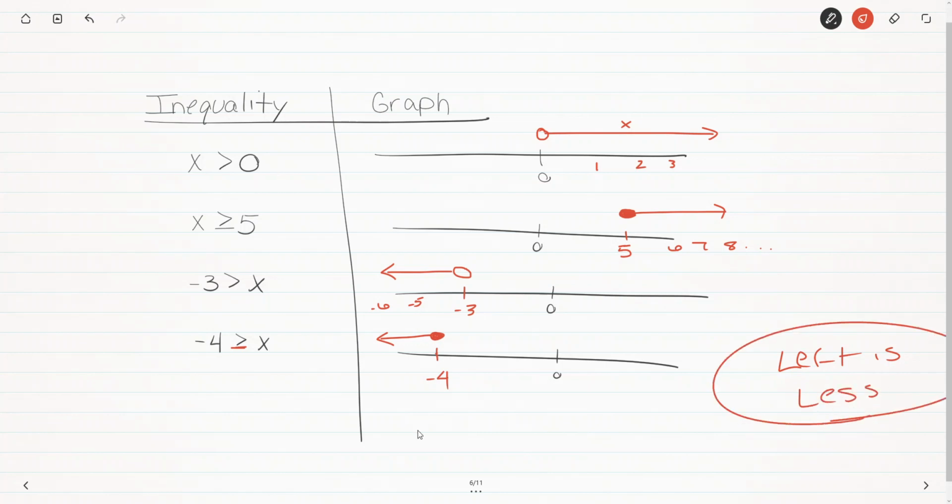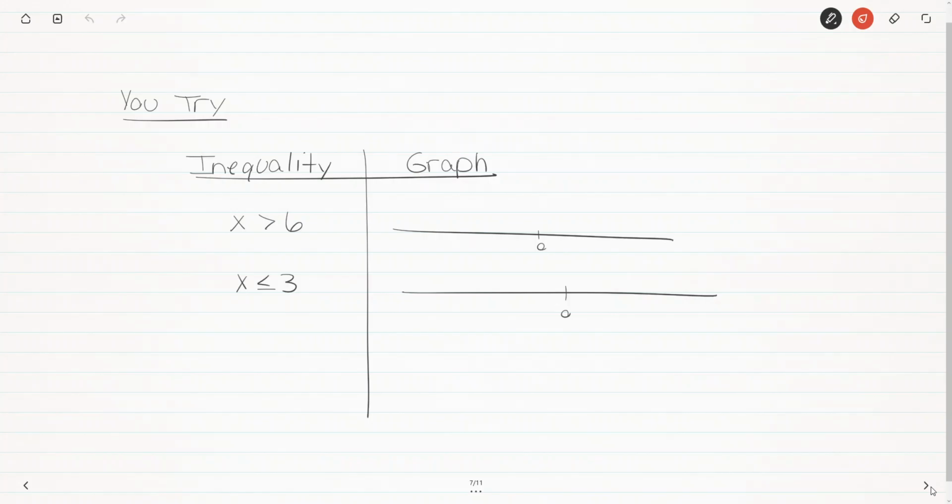All right, so I'm going to have you try 2 on your own. So go ahead, copy these 2 into your notebook, and then see if you can graph them.